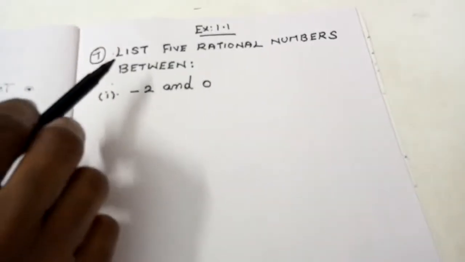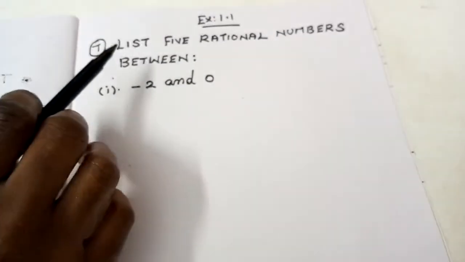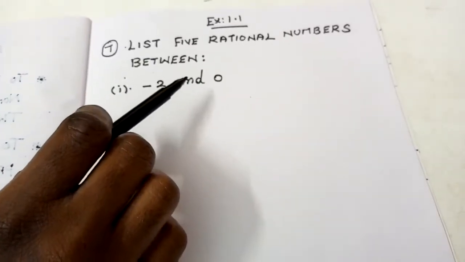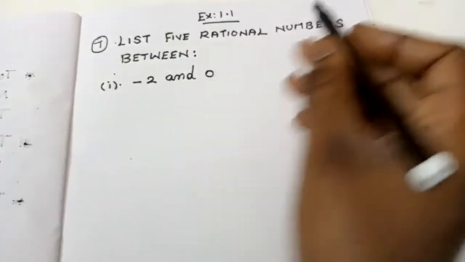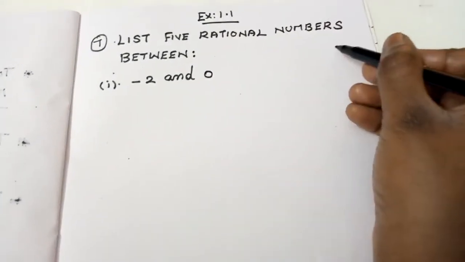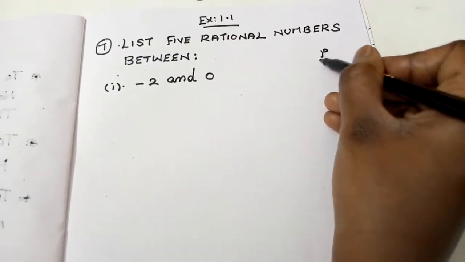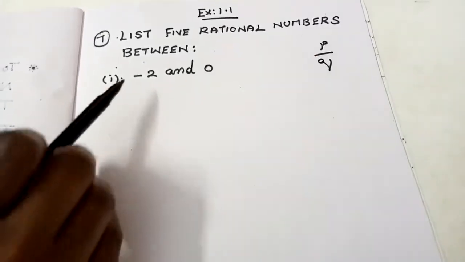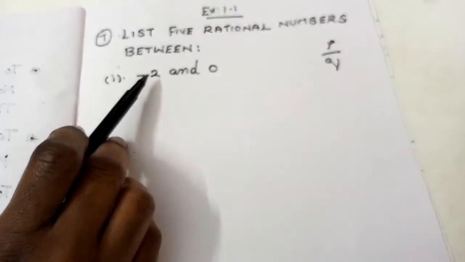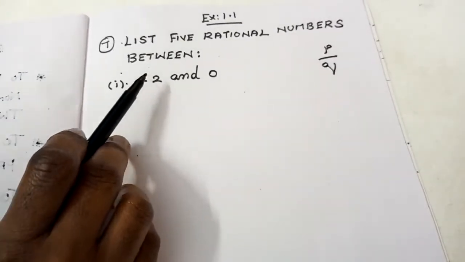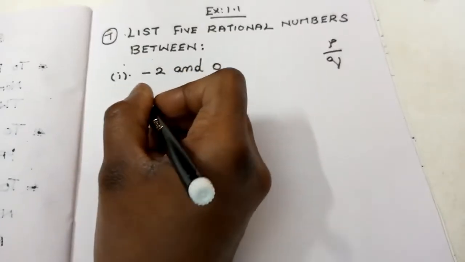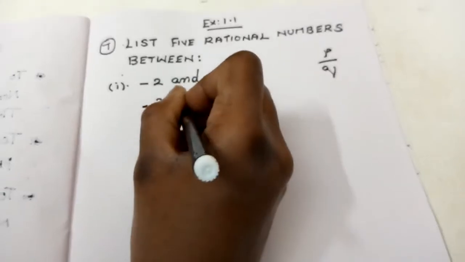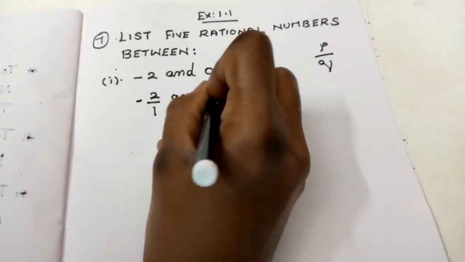Exercise 1.1. In that seventh sum, list 5 rational numbers between -2 and 0. First, what is the meaning of rational number? A rational number is nothing but it is in the form of P divided by Q, numerator divided by denominator. If you see this particular number, you are having only numerator part. You are not having denominator. In that case, I can write the number like this: -2 divided by 1 and 0 divided by 1.